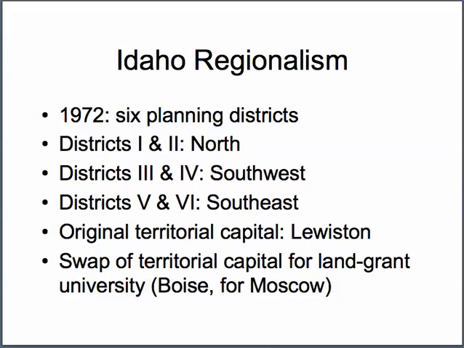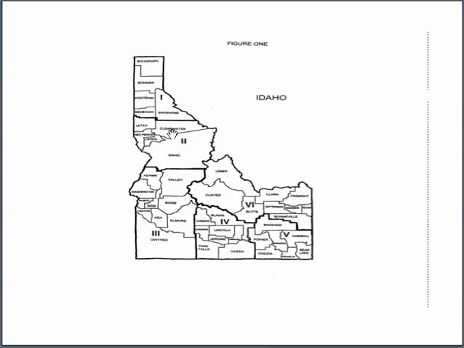One general hypothesis about Idaho politics and society is that it is heavily influenced by regions. For instance, the territorial capital of Idaho was first placed in Lewiston, in Nez Perce County. By 1867, the capital was moved to Boise, in Ada County. And the land-grant state university was placed in Moscow, in Latah County, in exchange. The regional rivalry sure has been bitter at times.